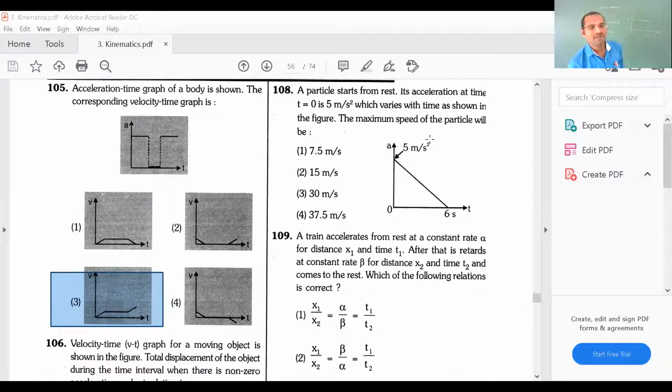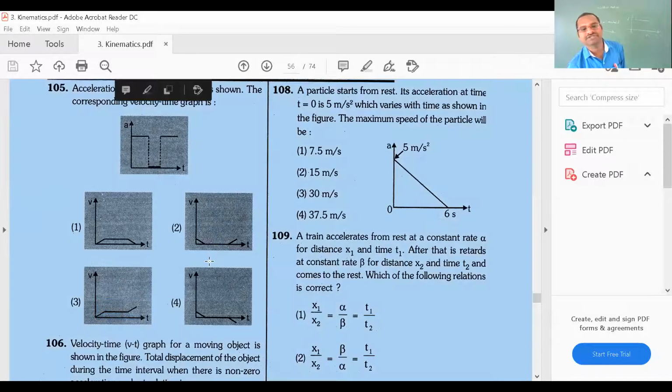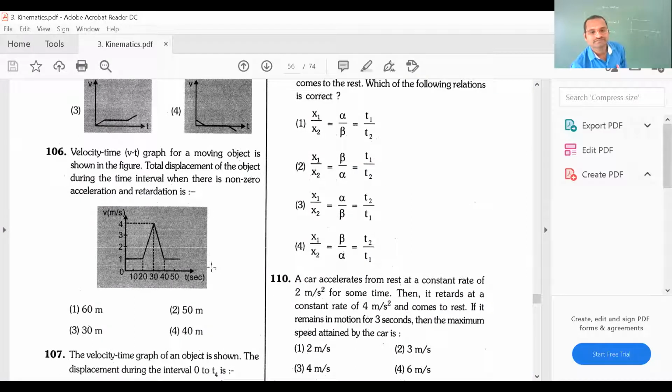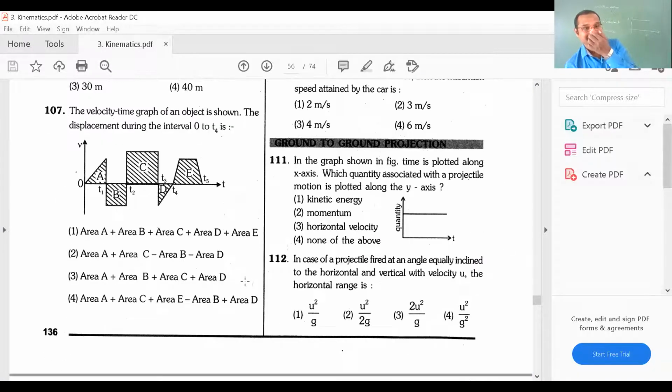Clear? Why? Because here is positive acceleration, here is 0 acceleration, and here positive acceleration again. So that is finished. How many questions are there still? Yes, many questions are still there.